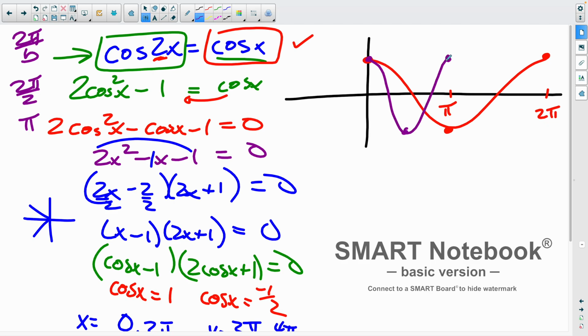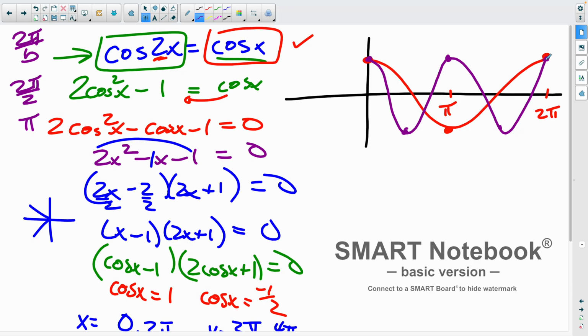Well, let's go on and finish. Let's go on and solve it for 0 to 2 pi. So another pi would put me there, halfway there. So it would look like that. So there's a picture of that same equation.